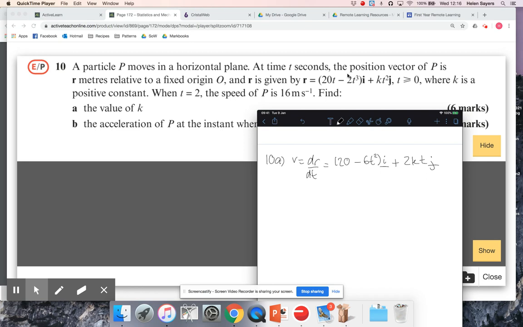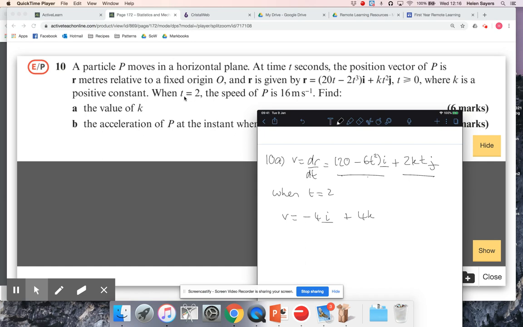Okay, so we have seen this method come up before. It was very similar to question 8 and question 6, so if you did both of those, it's the same idea. They tell me what time I'm looking at, so I'm looking when t is 2. So let's sub that in. When t is 2, that's going to become 20 minus 24, and that is going to become 4k.